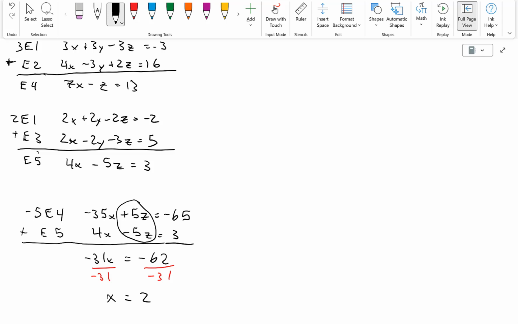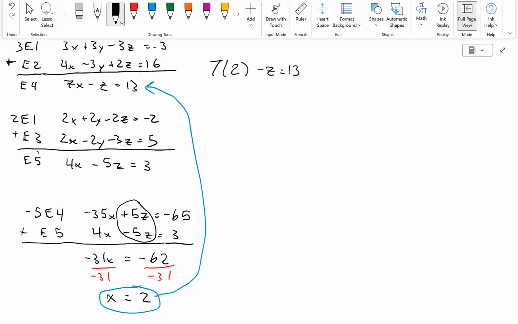4 looks slightly easier, so I'm going to take my x equals 2 there, and I'm going to substitute it into equation 4. So I'm going to find here that 7x, or 7 times 2, minus z is 13, which gives me a 14 minus z equals 13. If I subtract my 14, or here, let's do it this way. Let's add our z to get it positive, and subtract our 13 on both sides. And I find that 1 is z, or z is 1.